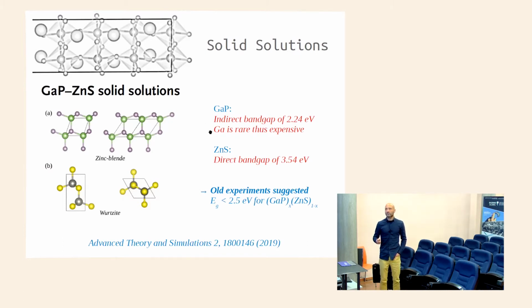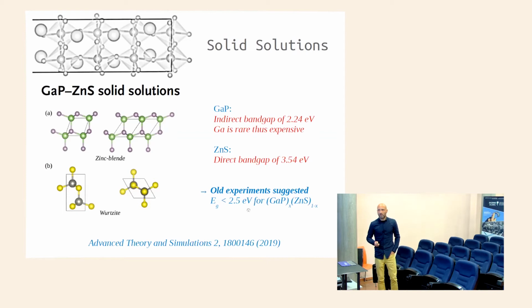So for instance, gallium phosphide is a very expensive material because gallium is not abundant, so it's rare and expensive. And also the band gap, even though its magnitude is not large, around 2.2 or 2.3, seems to be indirect, right? So that's not optimum for the absorption of photons, right? On the other hand, zinc sulfide is cheap. It has a direct band gap, but the size of its band gap is too large, right? It's just beyond 3 electron volts.